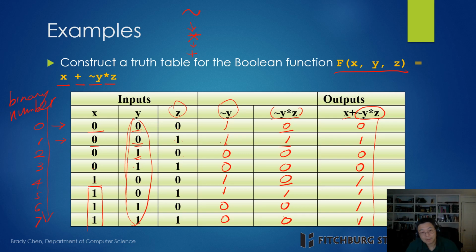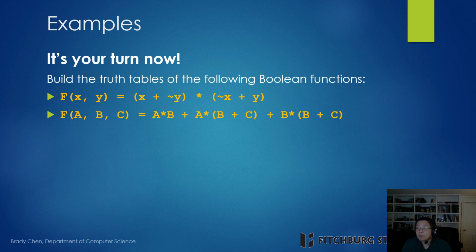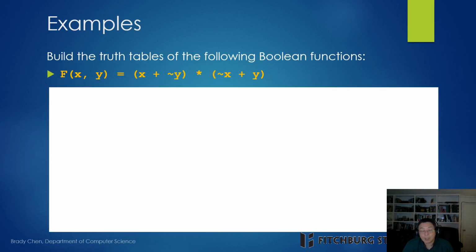So, is that simple? Now here's your turn. Let's build the truth tables of the following Boolean functions. The first function, f of x and y, takes two parameters, x and y. And the second function is f of a, b, and c. So let's work on this. Okay, are you ready? Let's work together on the first Boolean function.